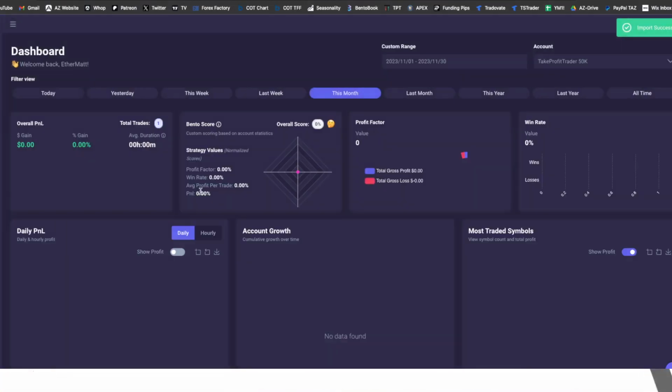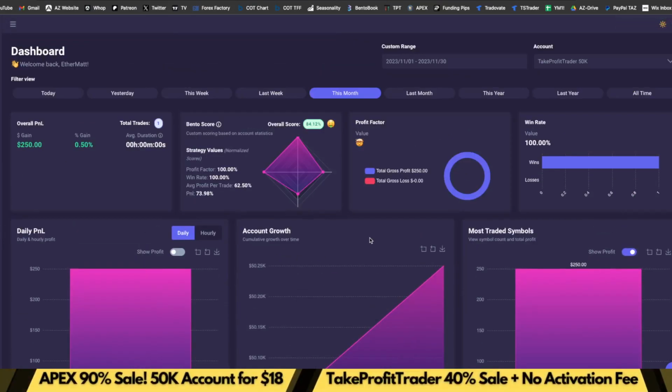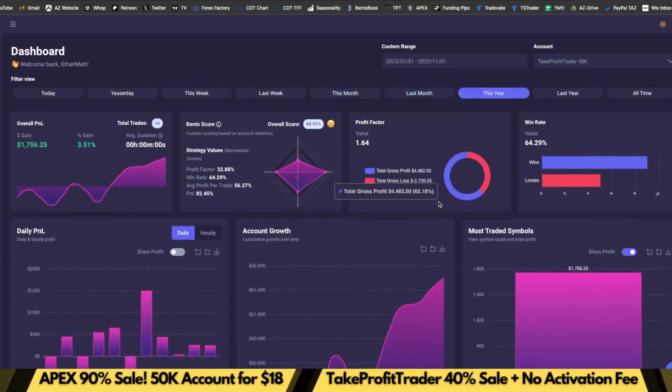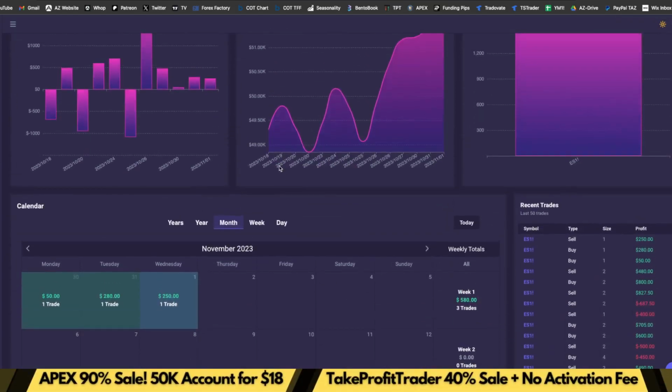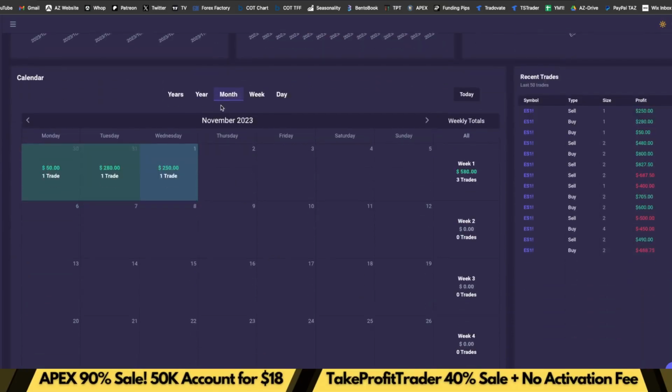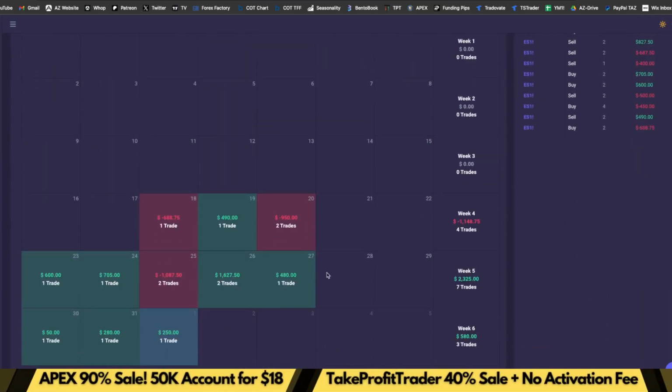So the Take Profit Trader account is going pretty well this year. Let's see. Initially we had a rough time, but we made it eventually. So this week we're up 580.